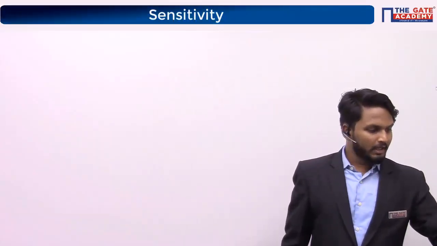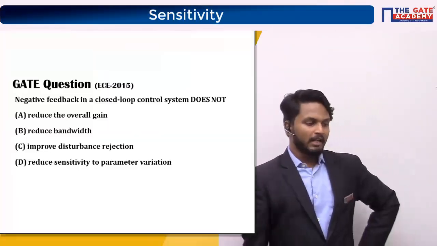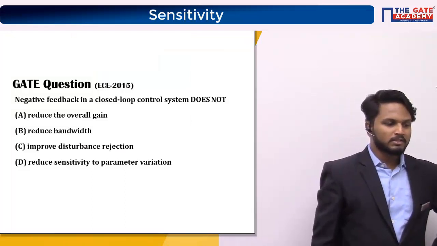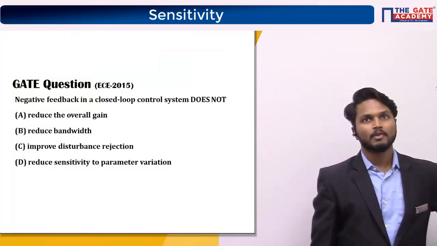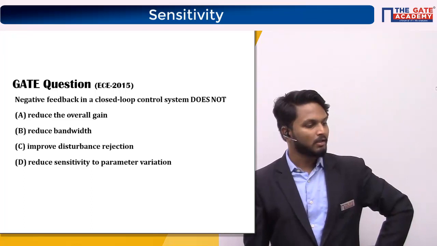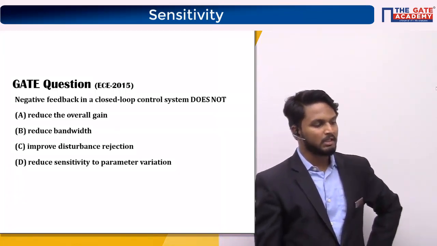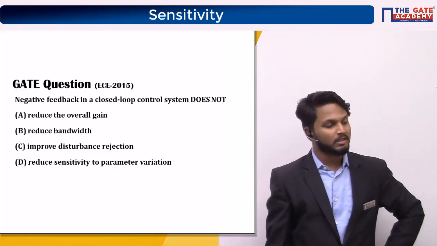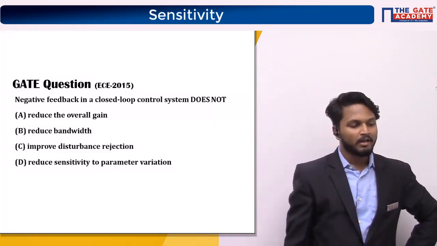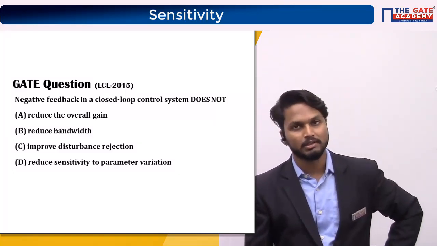So let us look at the next problem. Negative feedback in a closed loop control system does not... So tell me the answer for this. Option A, reduce the overall gain, reduce bandwidth. Option C, improve disturbance rejection. And option D, reduce sensitivity to parameter variation.